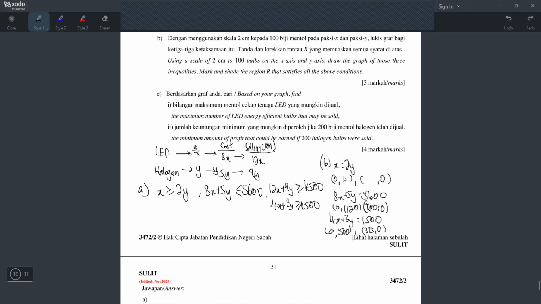Okay, the last one, when x equals 0, my y will be 0 also, because 0 divided by 2 is 0, right? Don't try to put y as 0, because if you put y as 0, your x will be 0 also. So this one you have to change to another point. So what other suitable point can I choose?